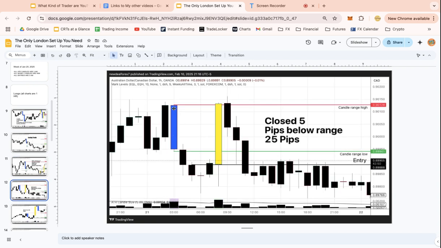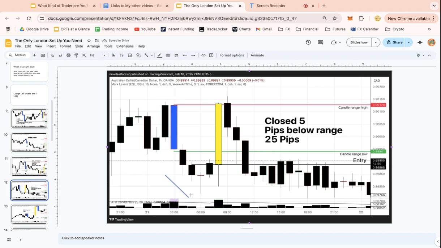All right, so we have our 3 a.m. blue candle here. Then notice this is an example of a money candle that closed outside of the range, but it did not close more than 5 pips outside of the range. Sometimes you'll see this. These are really good. And ideally, you see this money candle low right here. Let me put a little line here.